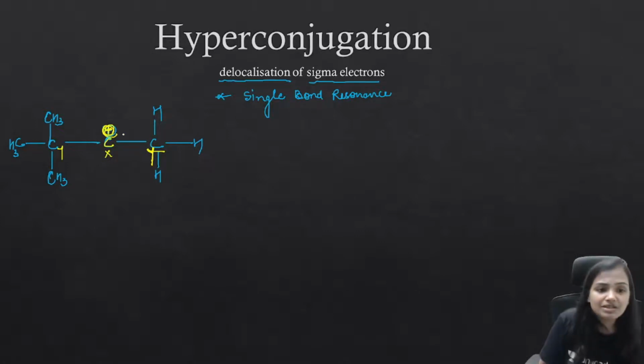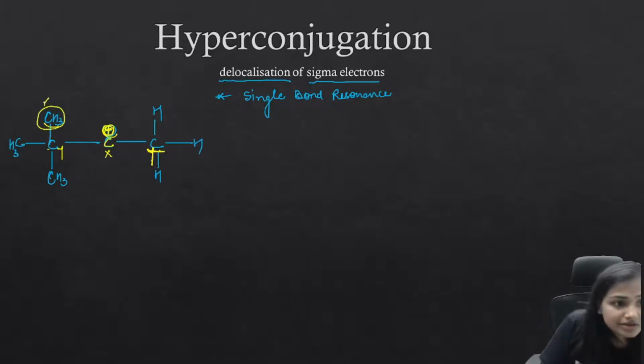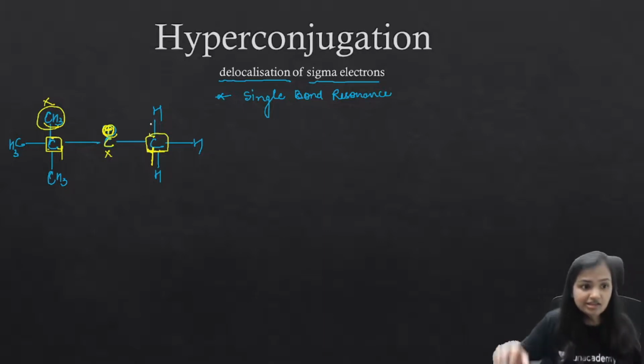Okay, so here I want to tell you, if this carbon has a positive charge, who is going to help this carbon? The carbon just next to this carbocation, or this particular carbon? No, this particular carbon is not going to do anything because it's not the nearest one. The nearest one is this, and the nearest one is this. The closest one is going to help.